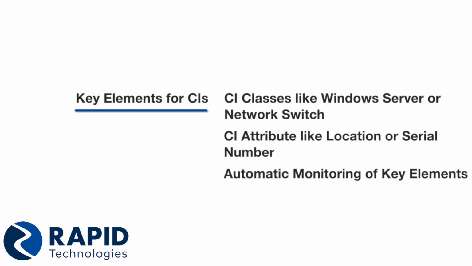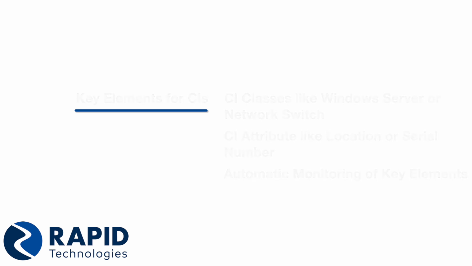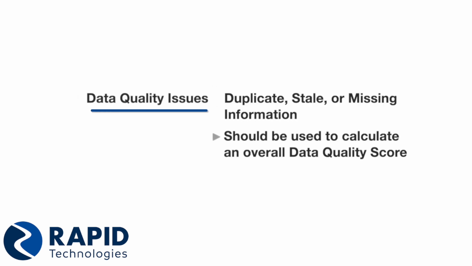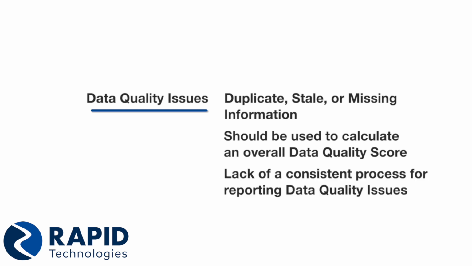A trustworthy CMDB should also have the key elements automatically monitored so data quality issues are identified for remediation. Issues raised are things like duplicate, stale, or missing information. And the data quality issues should be used to calculate an overall data quality score. This can be used by the CMDB owner to monitor the CMDB's trustworthiness and take action if the score begins to decline.